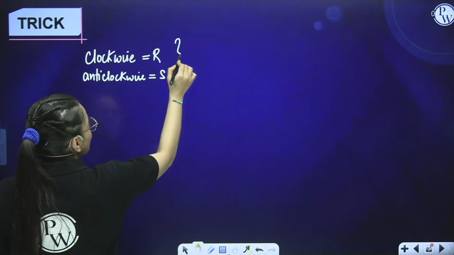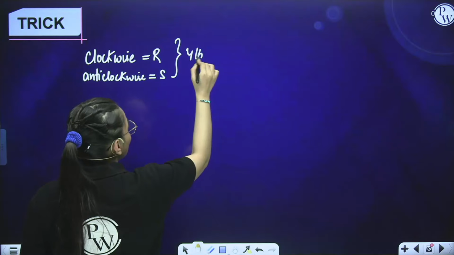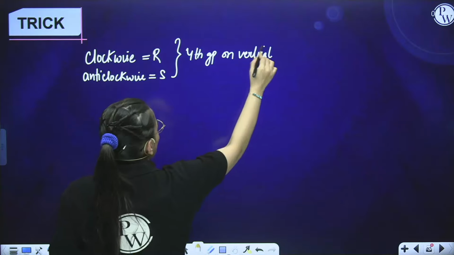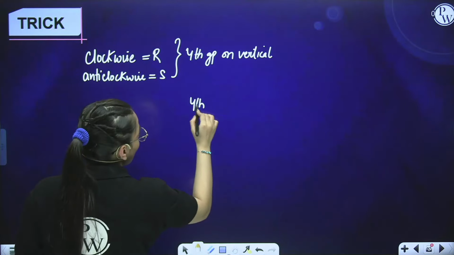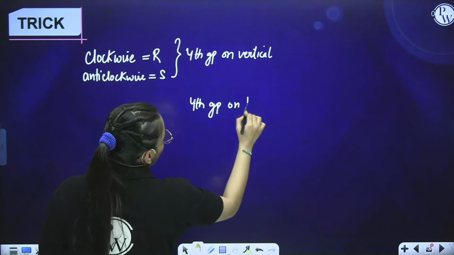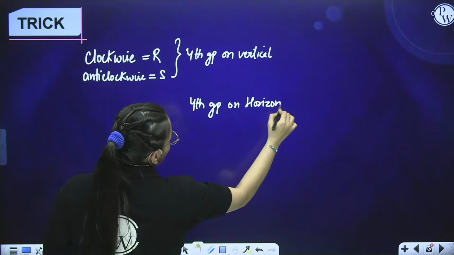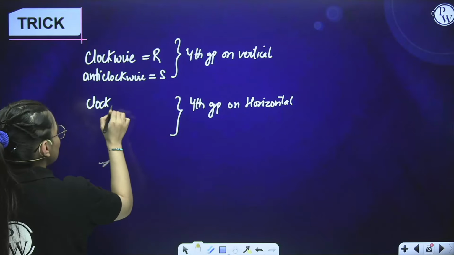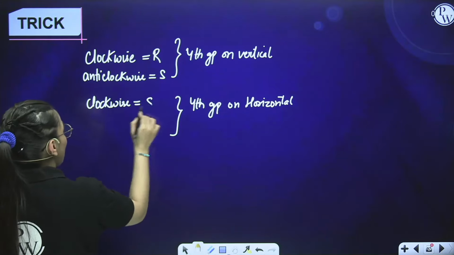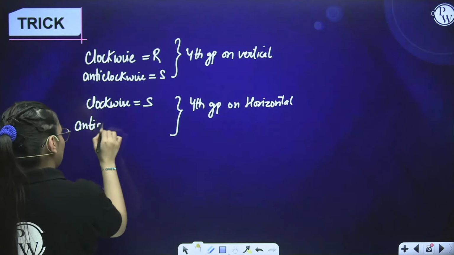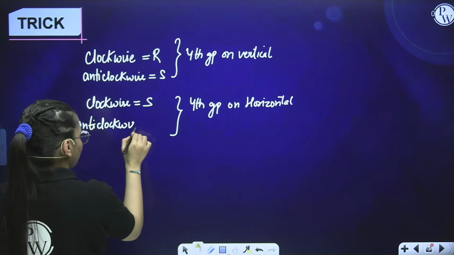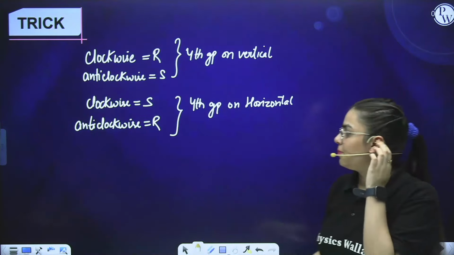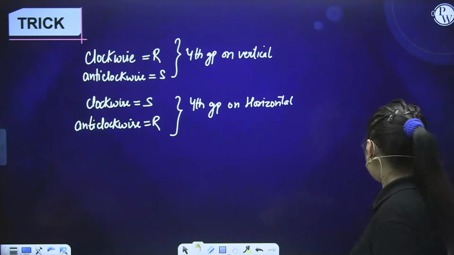For which case? When you see fourth group on vertical line. And when you see fourth group on horizontal line, students, then you will see the opposite. Clockwise is basically then S and anti-clockwise will be R. You will always move from first number towards the third number. Clear, students? Okay.